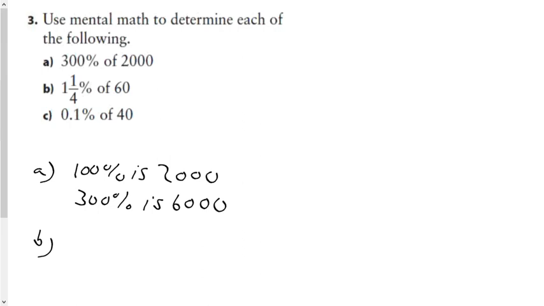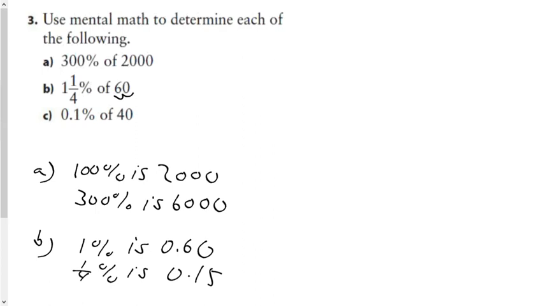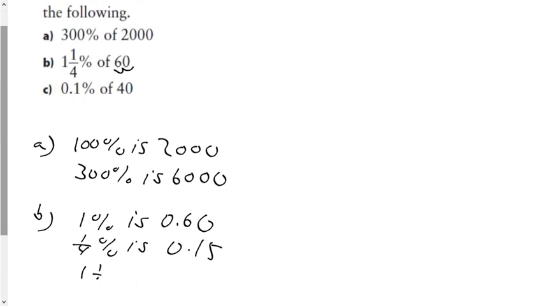For B, 1% of 60. 1% is, you move the decimal 2 spots, so 0.60. How do I get a quarter percent? Calvin, since you're not paying attention, I'll ask you. How do you get a quarter percent? So how much would a quarter percent be? If 1% is 60 cents, what's a quarter percent? 15 cents, right? Because half of it would be 30 cents and half of that. So therefore, 1.25% is 75 cents.